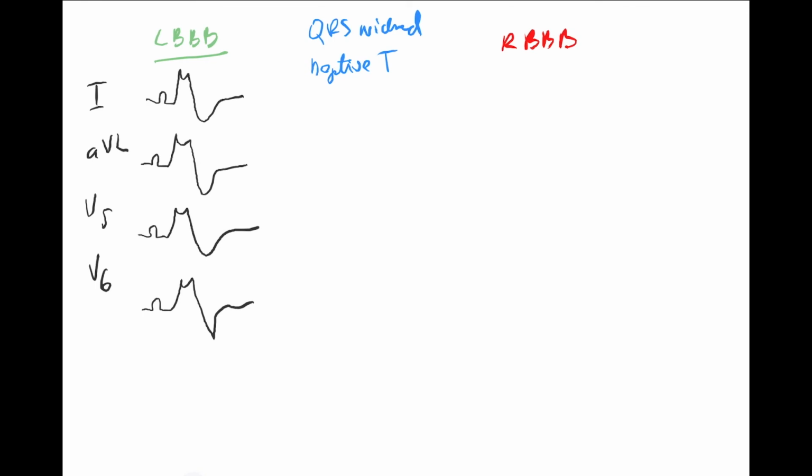And if you see this in only two of them, V1 and V2, because these are the ones looking at the right, mainly V1 and V2, you can see in V1, and anyway, the QRS is widened again. And in V2, typically again like this one. So then it's the right bundle branch block. So these are the bundle branch blocks.